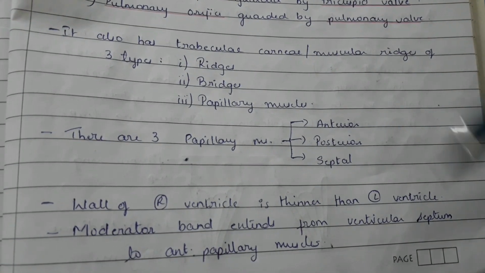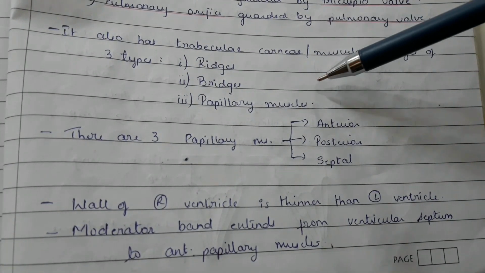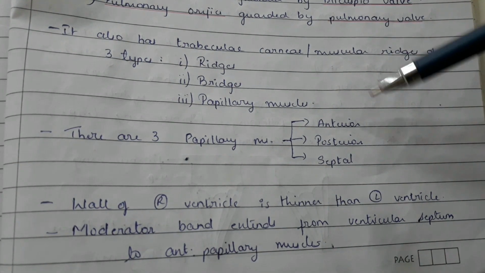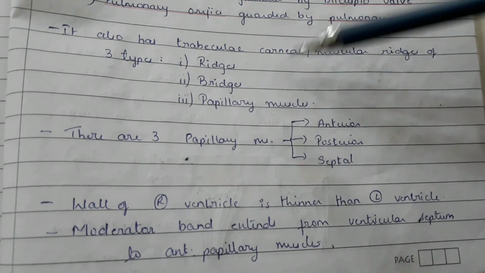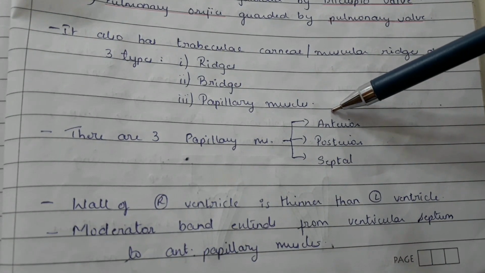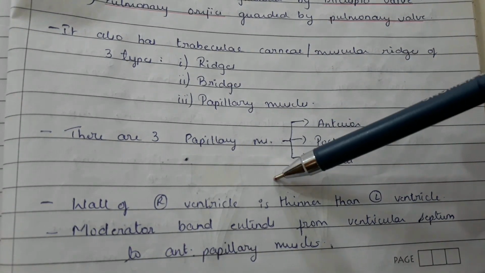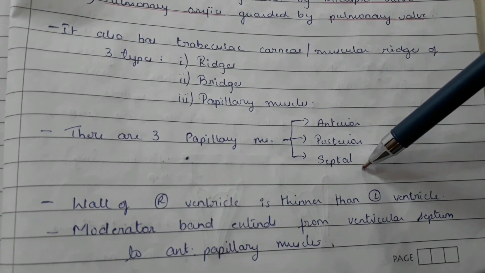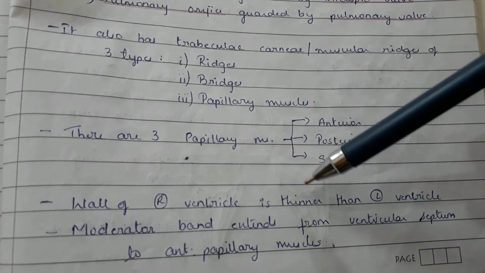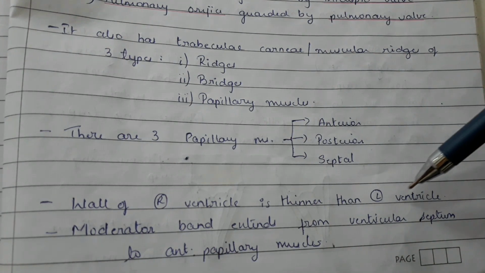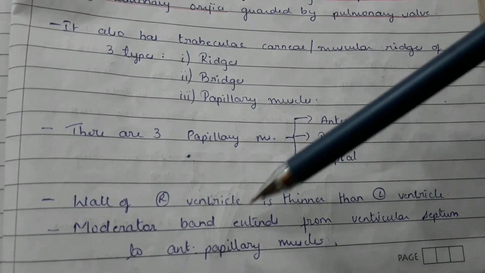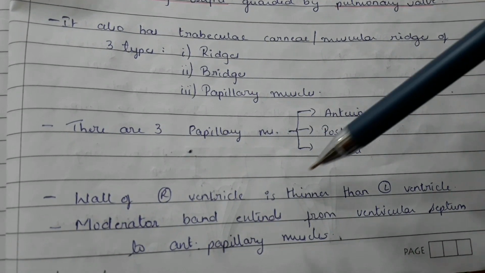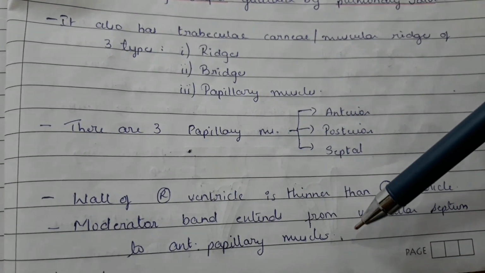The right ventricle also has trabeculae carneae, or the muscular ridges, which are of three types: the ridges, bridges and papillary muscles. There are three papillary muscles, that is anterior, posterior and the septal ones. The wall of the right ventricle is thinner than the wall of the left ventricle. The moderator band extends from the ventricular septum to the anterior papillary muscles.